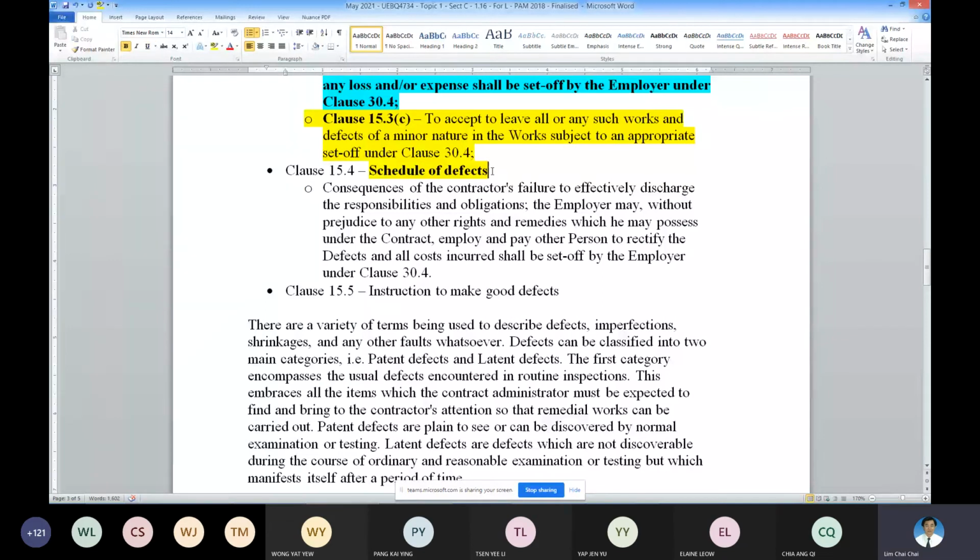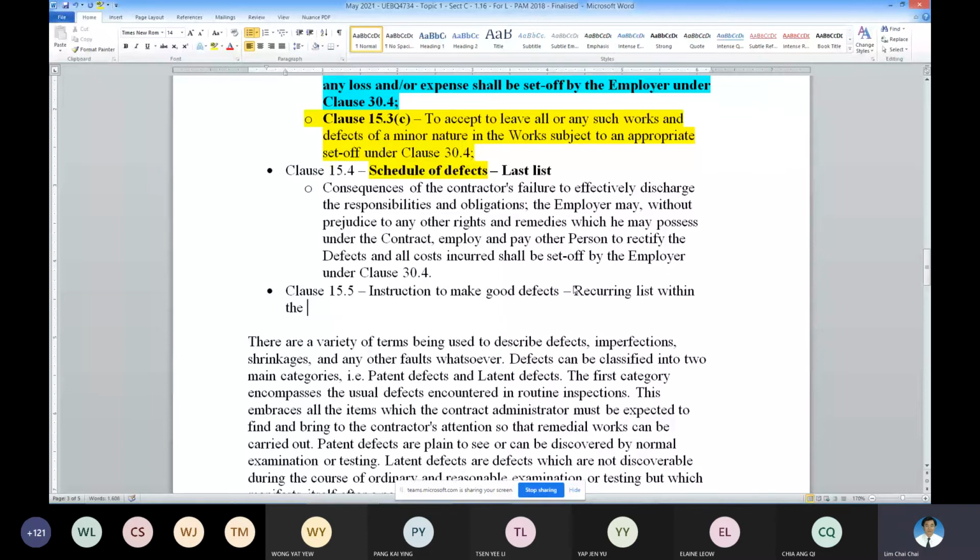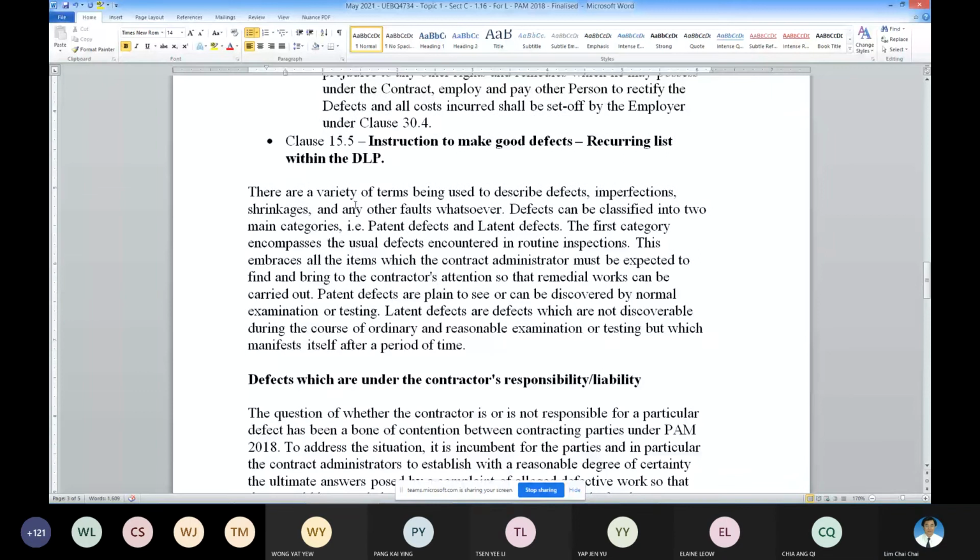This is your recurring lease within the DLP. Okay, so this is what you need to understand. Now understand the term defects. This is what is classified as defects: imperfection, shrinkage, and other fault.